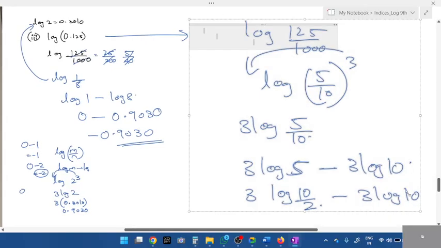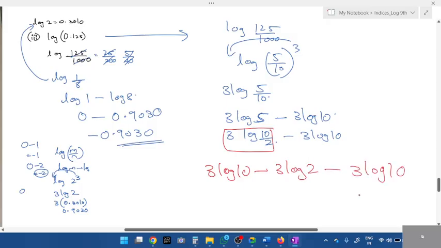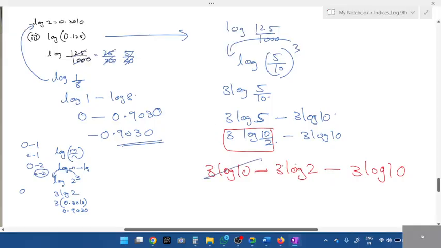Okay, which one do you feel easy? The left one or the right one? Let me complete it. Look here. Log 10 to the power of 3, students. 3 into log 10 minus 3 into log 2 minus 3 into log 10 as it is. Which one gets cancelled? Respond. Which one gets cancelled here? What is left is minus 3 into log 2. What is log 2? 0.30. I've shown you all both the calculations, students.